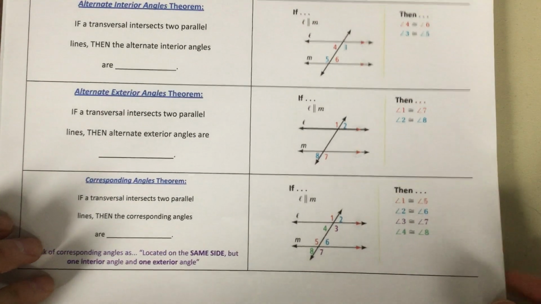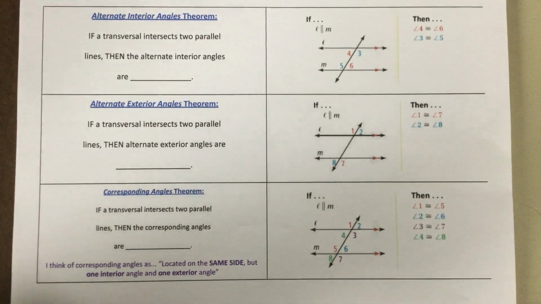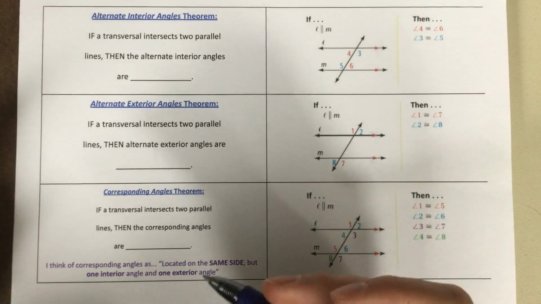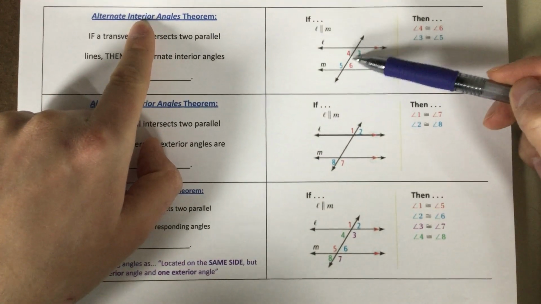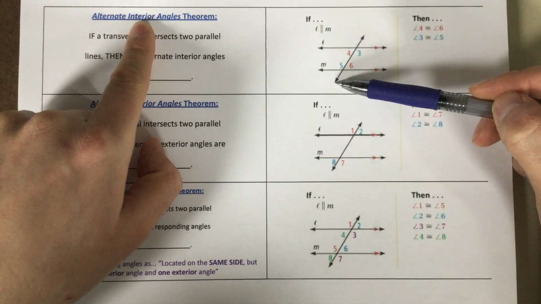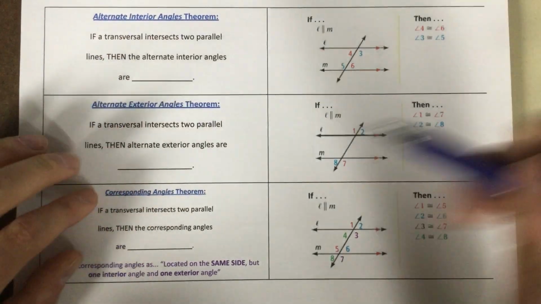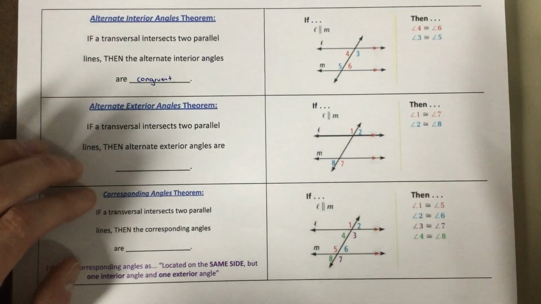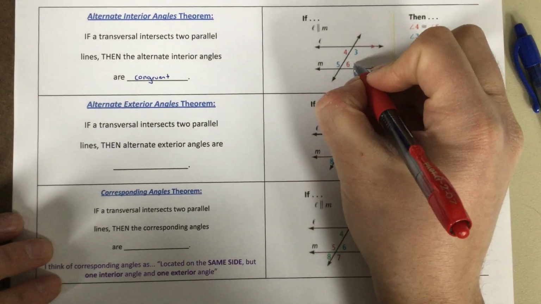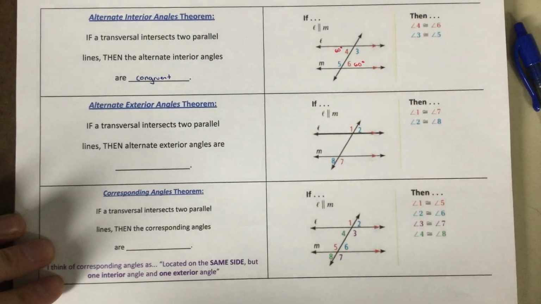So, the first angle pair we're going to look at is called alternate interior angles. If a transversal intersects two parallel lines, then the alternate interior angles, meaning they're on the inside of our parallel lines, on alternating sides of this transversal, are going to be congruent. So if I said to you angle 6 was 60 degrees, angle 4 would also be 60 degrees. They're alternate interior angles.